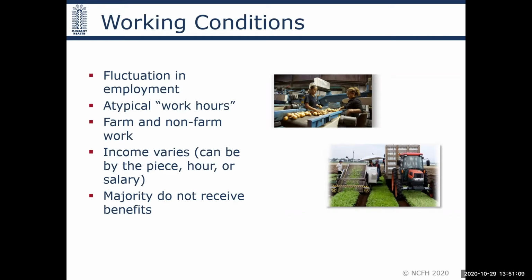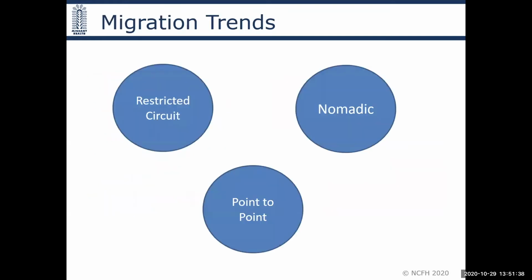And income can be paid by the hour, by piece rate, and some are even paid by salary. So that varies. And the majority do not receive sick leave, retirement, unemployment insurance, vacation pay, all those benefits that we get to enjoy. And 86% of farm worker households had not received a benefit of a needs-based program such as WIC or food stamps in the past 2 years. So the majority do not receive benefits.